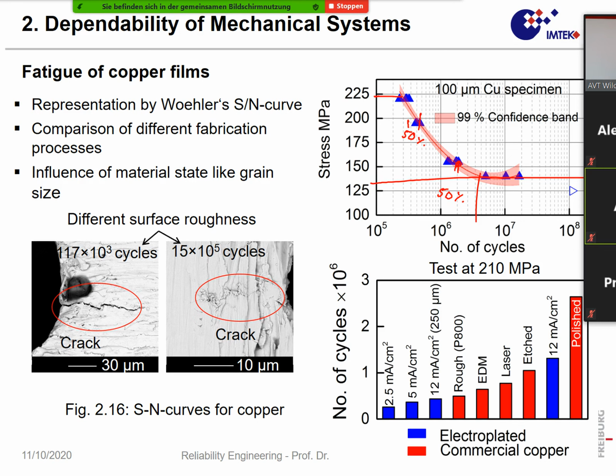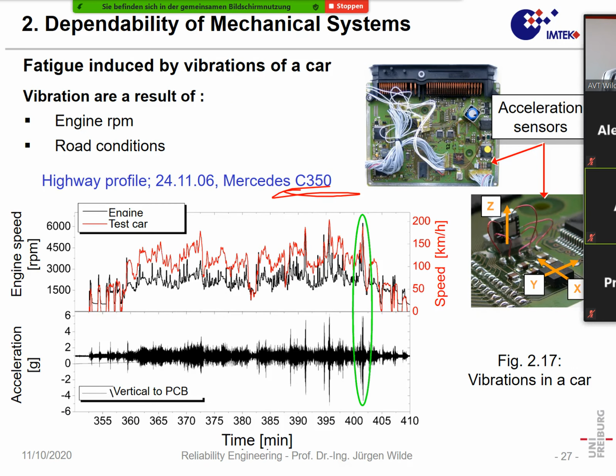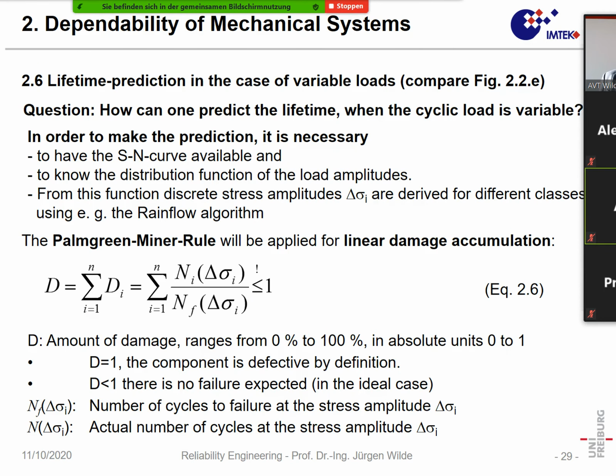So the idea is we look for a certain load amplitude in our spectral distribution, and then we just compute how much of the lifetime it will consume. And all of the lifetime consumptions will be added up, and in that way we can find out how many load cycles we will be able to tolerate, and that is the so-called Palmgren-Miner rule.